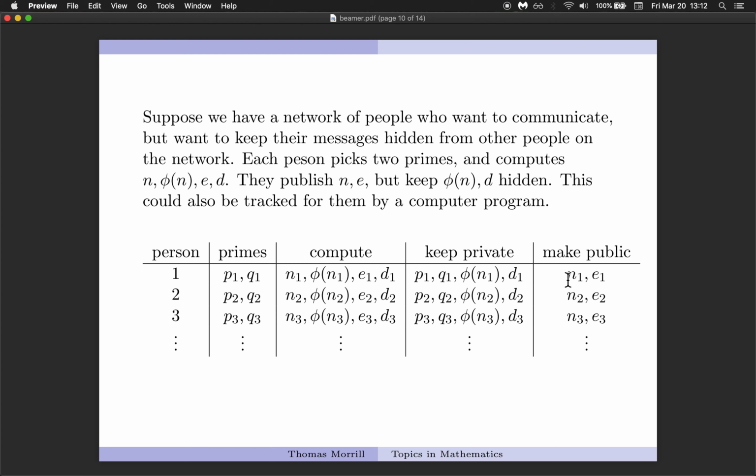But person 1 will make the following two numbers public. They need to disclose the modulus N that makes the RSA system work, and they need to also disclose the exponent e. So with these two numbers, any person in the world can encrypt a message, and only person number 1 can decrypt it, because in theory, only person number 1 knows the exponent d1.